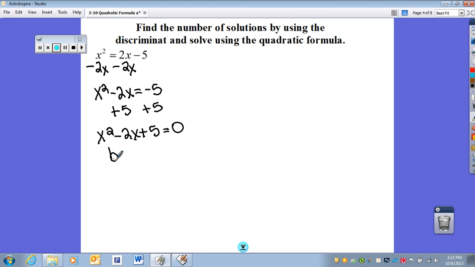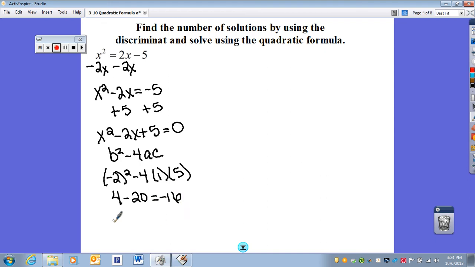First, I want to use the discriminant b squared minus 4ac to determine how many real solutions we have. So the b is negative 2, so I'm going to square that, negative 2 squared, minus 4 times 1 times c, which is 5. So I have 4 minus 20, which equals negative 16. So I'm going to have no real solutions. I'm going to have 2 imaginary solutions in this particular problem.